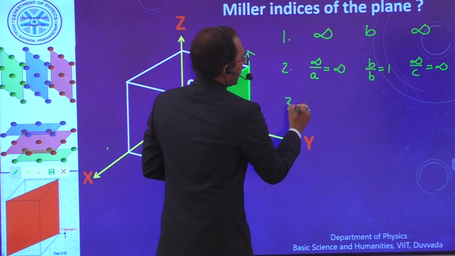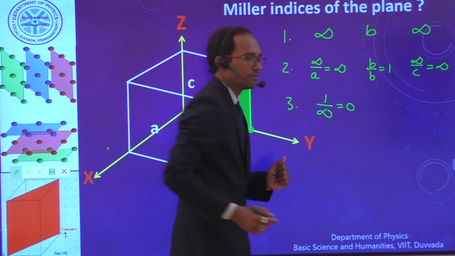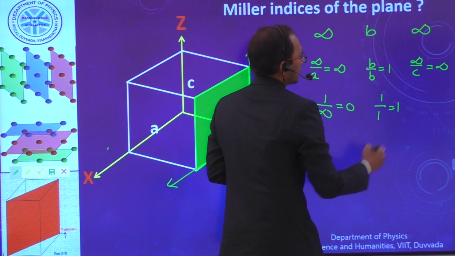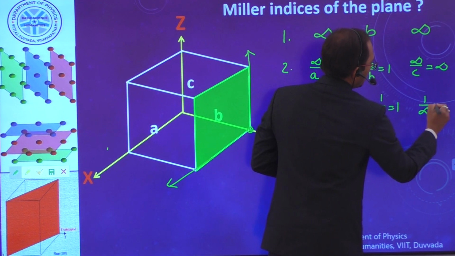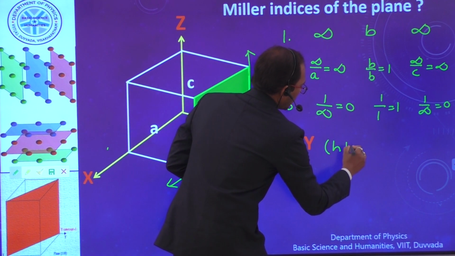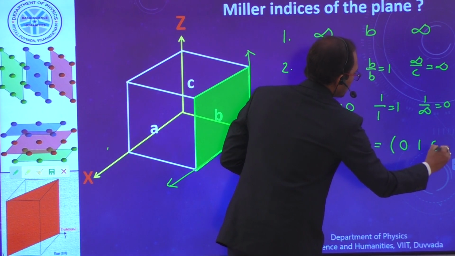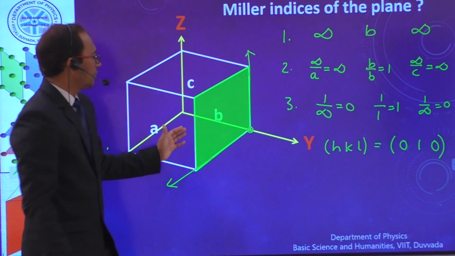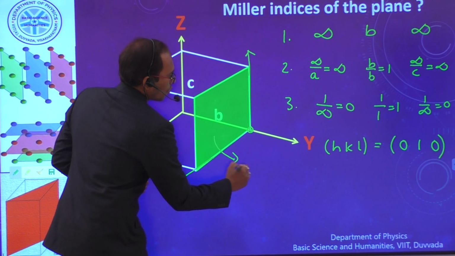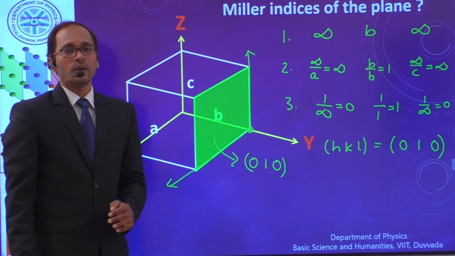Third step, you have to take reciprocals. 1 by infinity is 0. Again 1 by 1 is 1. Here 1 by infinity is 0. Then what do you get? There are no fractions, so HKL here is 0, 1, 0. The orientation of this plane is a 0, 1, 0 plane.